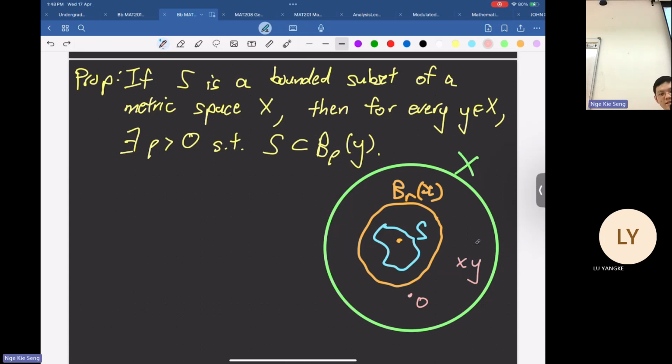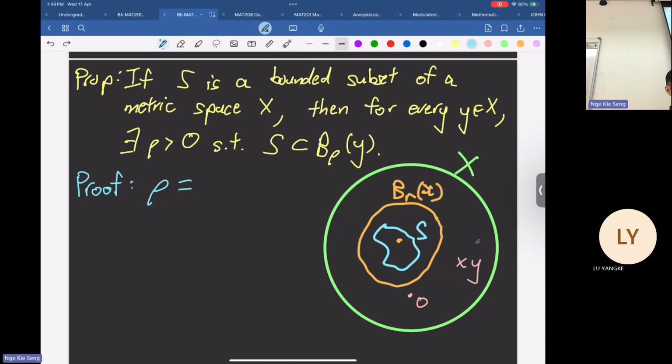Any idea what rho you want to pick? There is some estimation here, but how do you include the estimation? How do you build a ball around Y that includes this guy? My claim is, you want to try? You guys want to try? The ball must be in X.